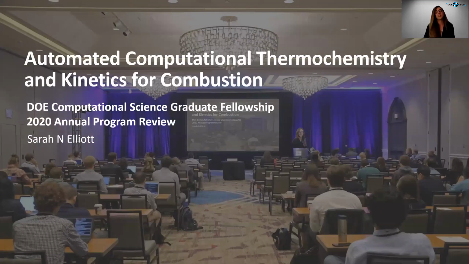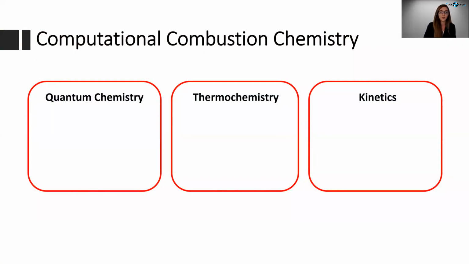And so that is that we've been developing a program to automate computational thermochemistry and kinetics right now for combustion applications. And so when we talk about computational chemistry in terms of combustion, there's kind of three main areas, and they're all based on the properties computed with quantum chemistry.